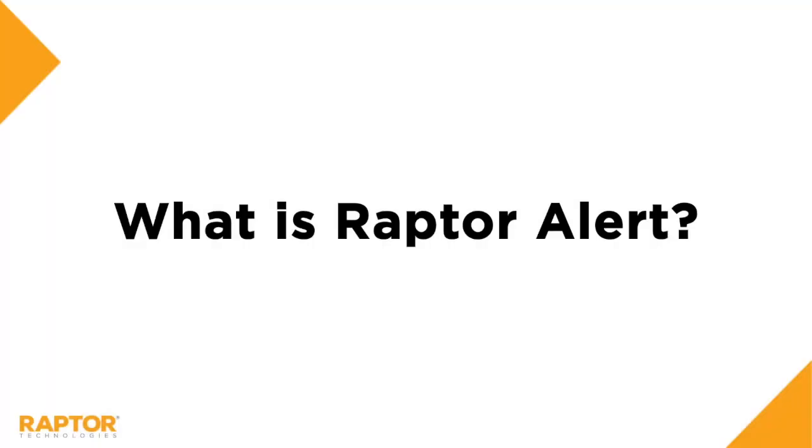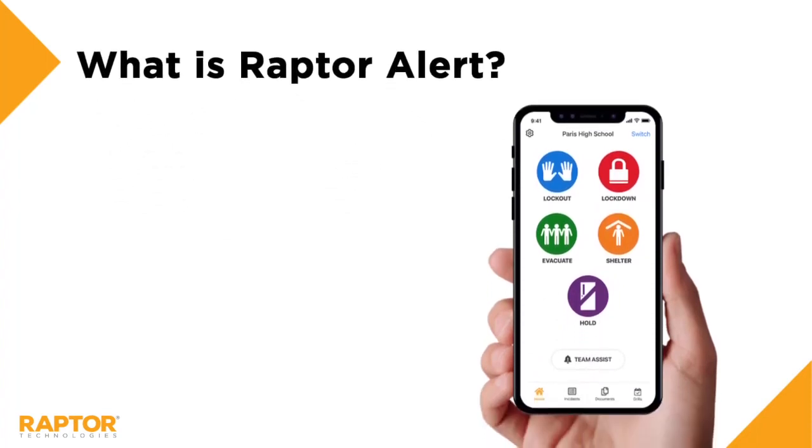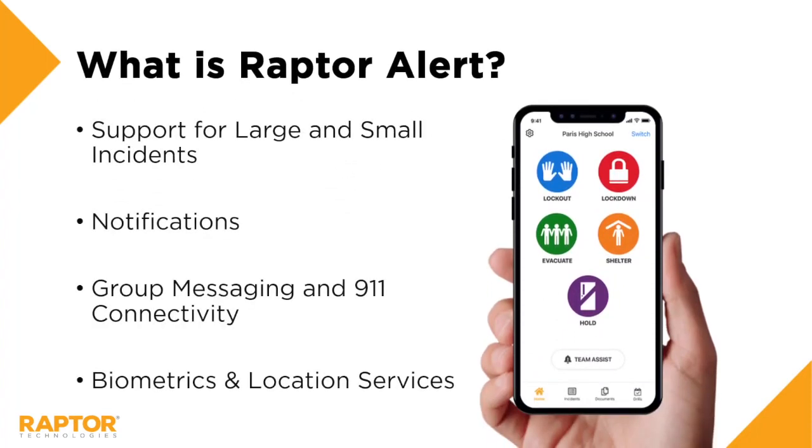What is Raptor Alert? Raptor Alert, which your district has purchased and is ready to implement for your campus, is one component of the Raptor Emergency Management System. Raptor Alert is a mobile application that all site staff can use to initiate incidents, both large and small. Notify campus leadership or the entire campus depending on the incident type. You'll also be able to communicate via in-app messaging, share your location, and call 911.